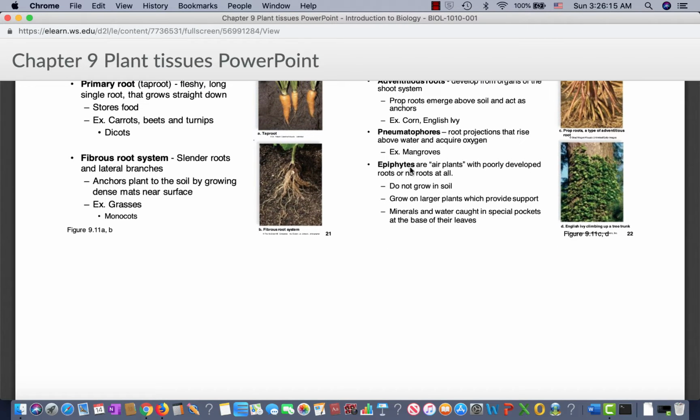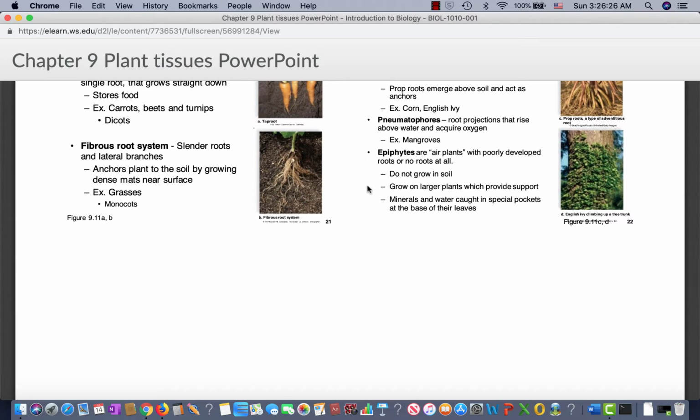And then epiphytes, so these are air plants, and they basically have no root system at all, or very poorly developed if they do. Typically don't grow in soil. They're usually parasitic. They grow on larger plants, which provides them with the support, and then water and minerals are caught in special pockets at the base of their leaves, or they just parasitize them directly off the larger plant.